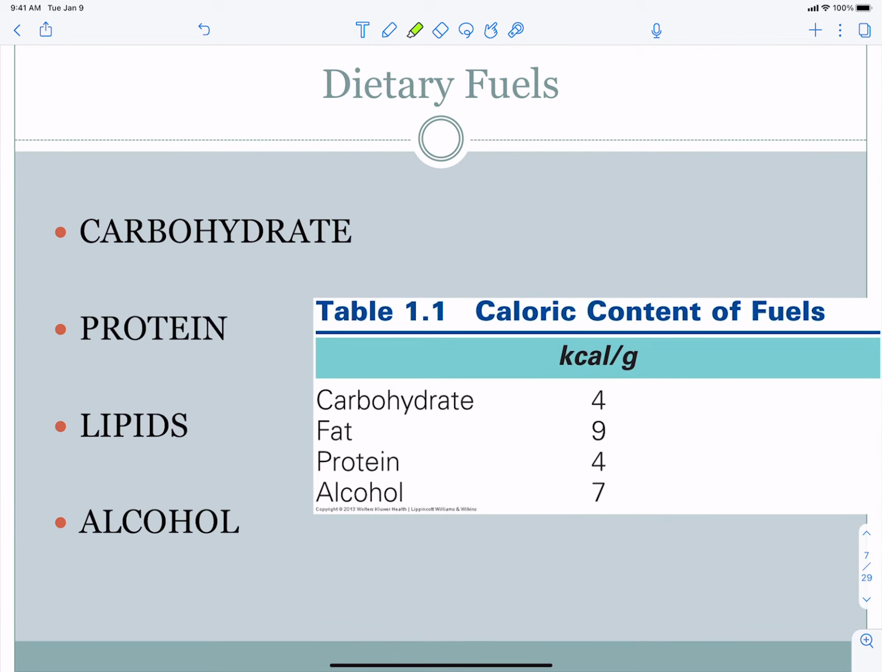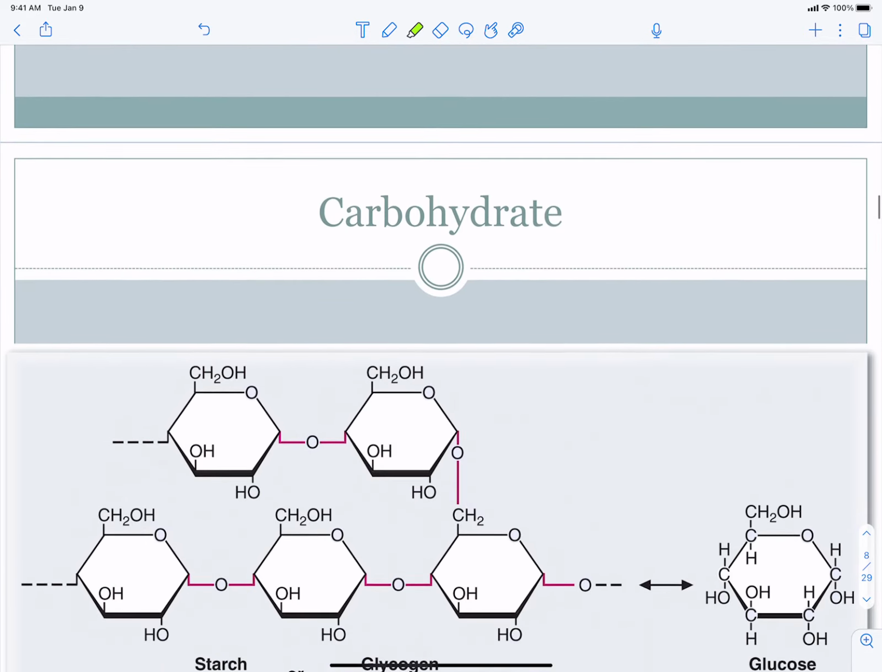So just as a side note, we just memorize these figures here, these numbers. Carbohydrates will typically give you 4 kilocalories per gram. Fat, of course, gives you more, 9. Proteins give you about the same as carbohydrates, and alcohol can give you 7, so an intermediate between the 4 and the 9. So what is a carbohydrate?